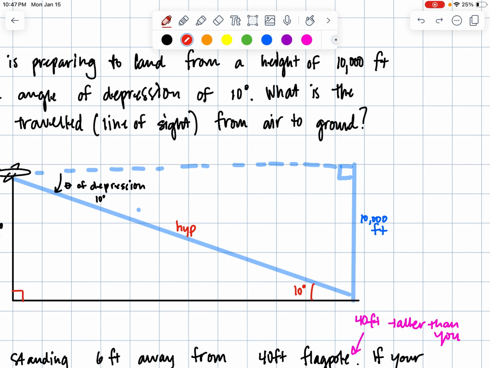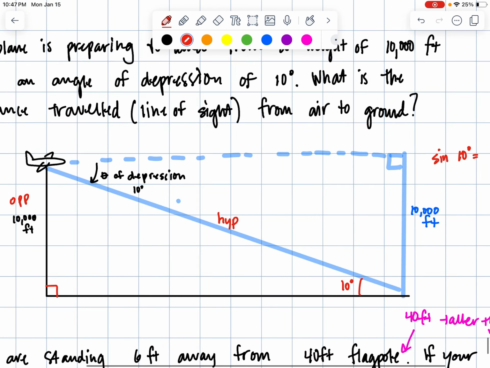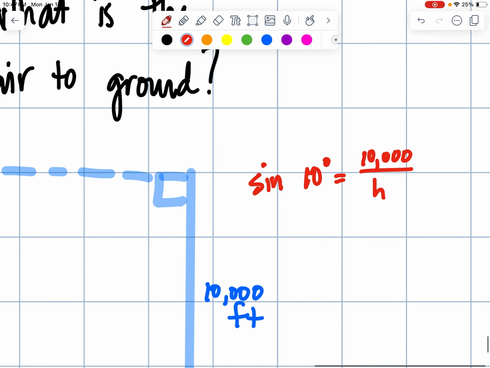Which trig function involves opposite and hypotenuse? That's sine. So we have sine of 10 degrees, because that's the angle we are using. We have the opposite side, which is 10,000, and we have the hypotenuse, which we don't know. So we could call that, for instance, h. And we could just start solving.